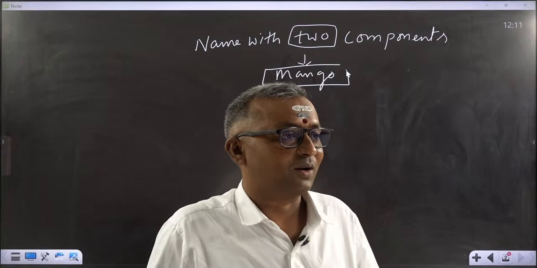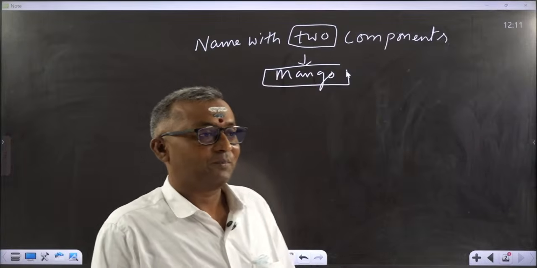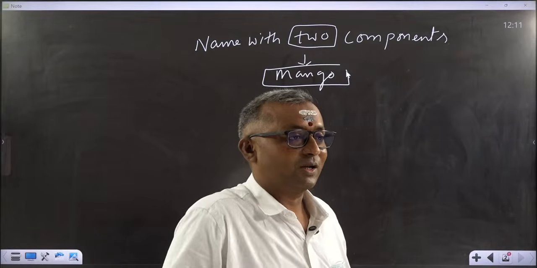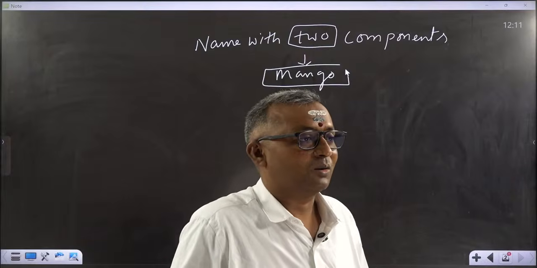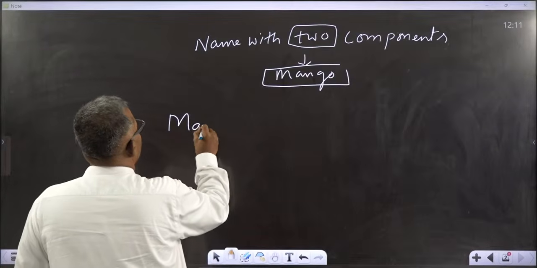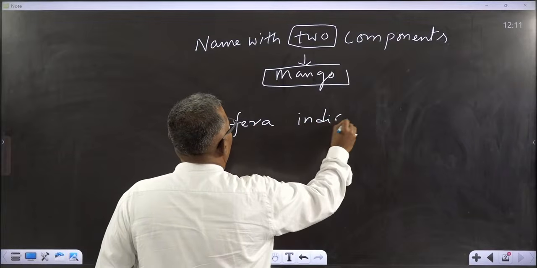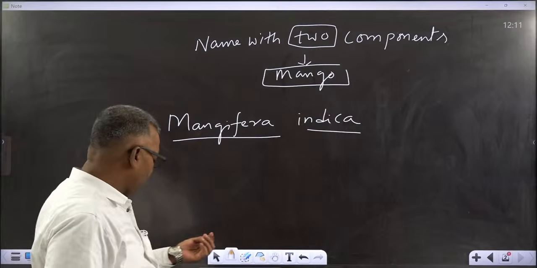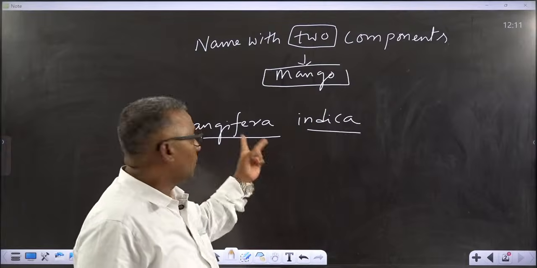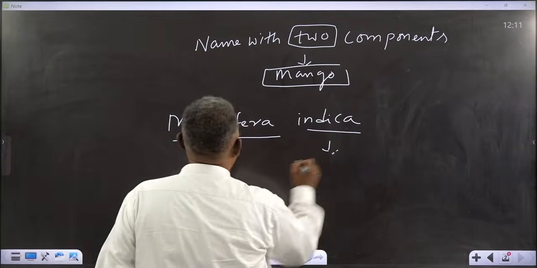Some people started giving even the two components existing in the naming system. That's good. So what is the scientific name? I'm waiting for your response. That's great. So it is Mangifera indica. This is the scientific name. Mangifera indica. Here, I said there are two components in this name.